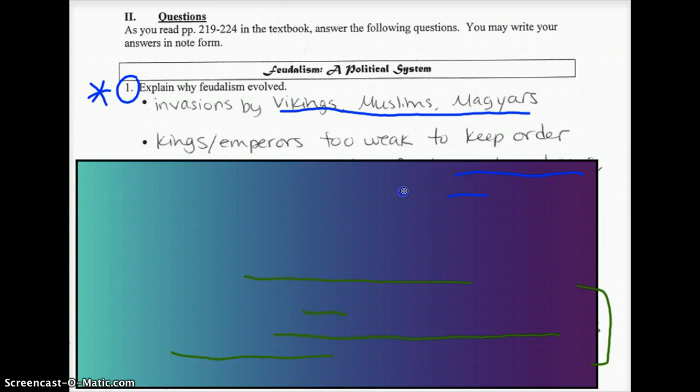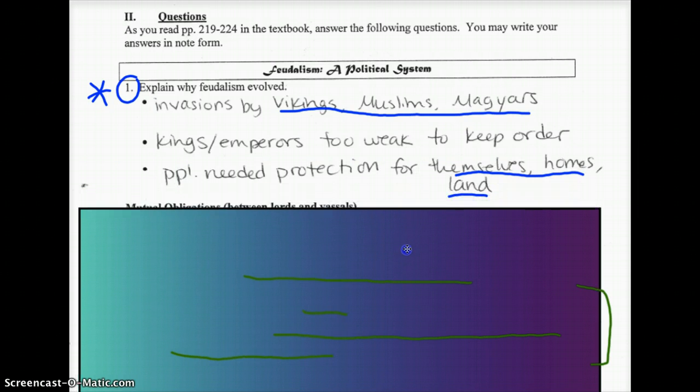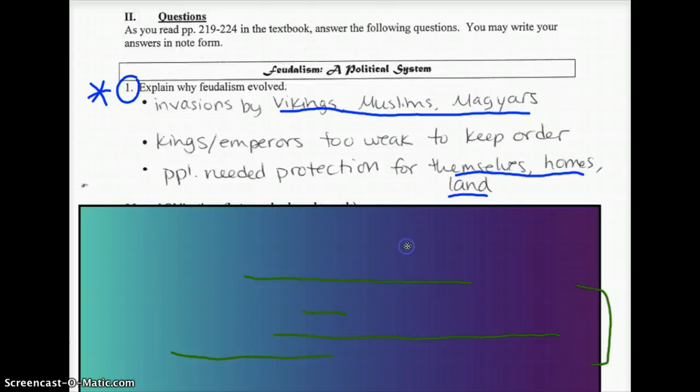So what evolved was a system of protection, which was feudalism, because people needed protection for themselves, their homes, and their land. So be sure all of your information in this section is correct. And if your order of information is different, it's not a big deal. You just need to know the three parts of why feudalism evolved.